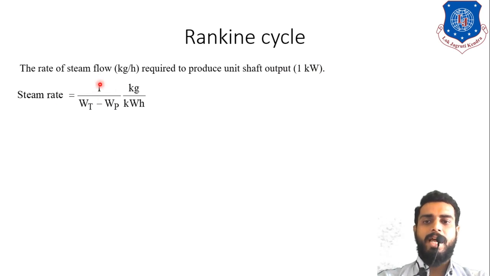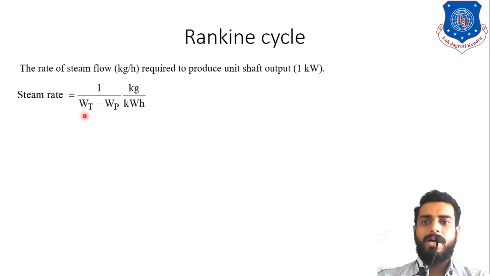For example, I want to produce unit shaft output. So unit shaft output, that means what? Turbine work minus pump work. So that is my net power. So net power is in denominator, right? To produce this much net power, what amount of steam rate is required? So for example, 1 kg per hour is required. So 1 kg per kilowatt hour of steam rate is required to produce this much amount of net work, right? So that is how you can identify.